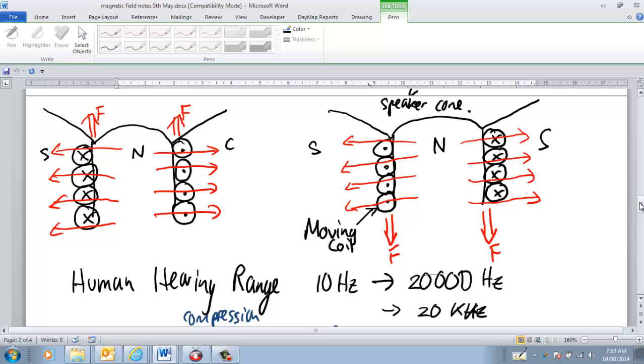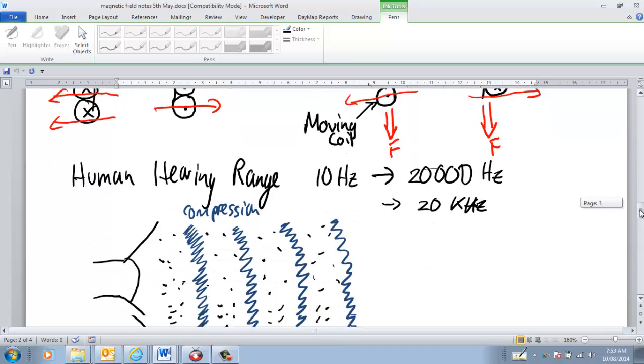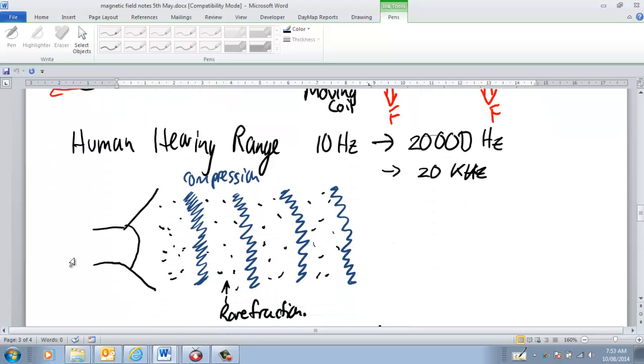If you were trying to get a frequency of 20,000 Hertz, you would get the current changing direction in that moving coil loudspeaker 20,000 times a second. And so therefore, every time it goes back and forth, you get these areas of compression and rarefaction, as we did talk about in our sound unit.